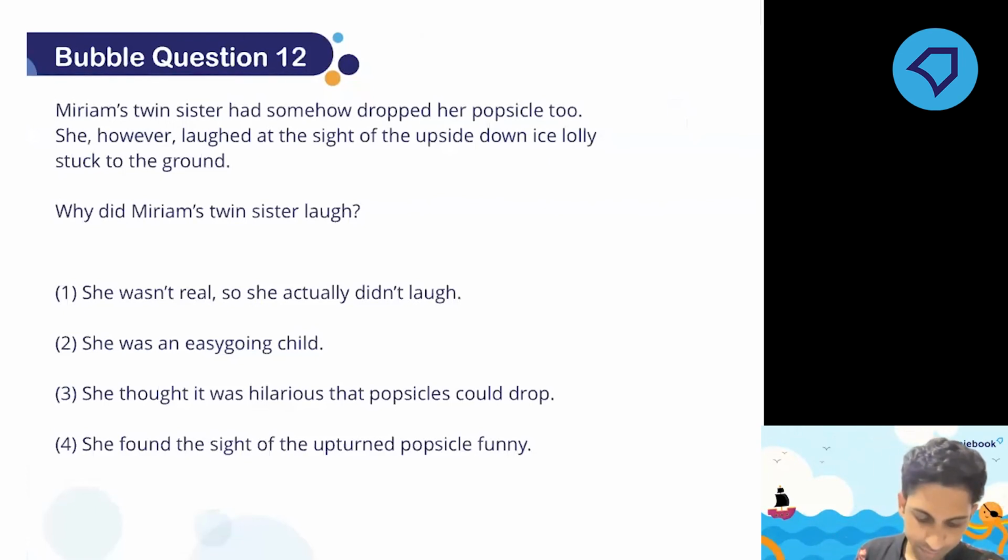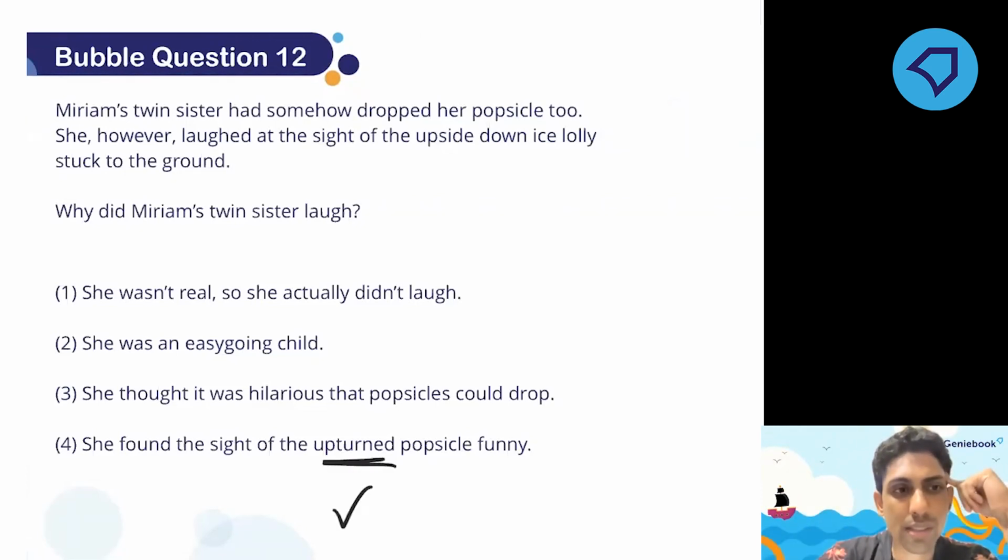Upturned. Same. Means turn the other way around. Upturned. Same thing as upside down. Okay, we will give it another 5 seconds. 4, 3, 2, 1. End question.